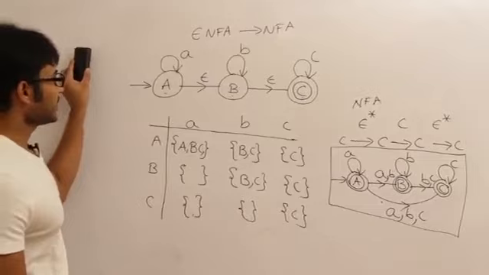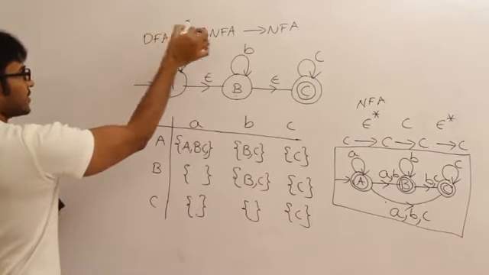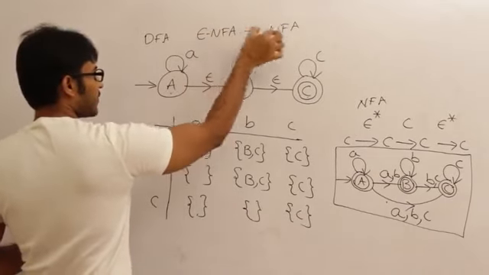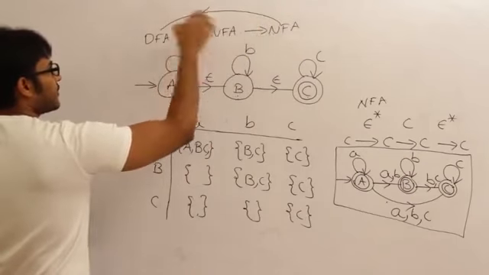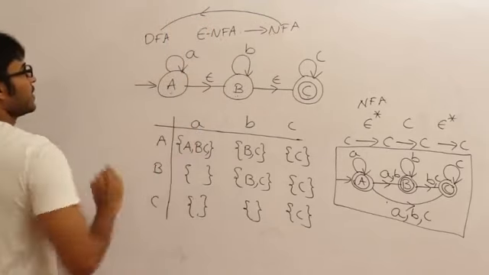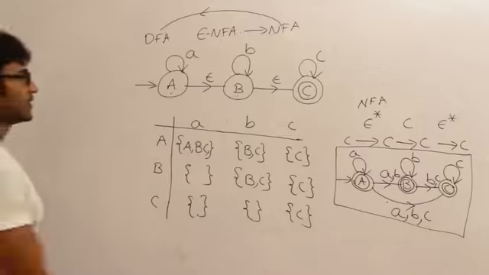And now you will understand that we have converted epsilon NFA to NFA, and we know that we can convert NFA to DFA. Therefore, I can convert epsilon NFA to DFA. So all the finite automata are equivalent in power. This is the final answer.